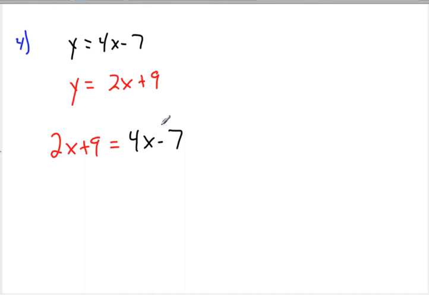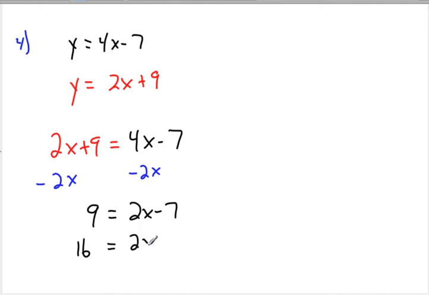And now I'm going to combine like terms, but they're on opposite sides, so I need to subtract or add those x's together. So I'm going to subtract 2x from both sides. That'll keep the x positive on the right side. So I'm going to end up with 9 on the left and 2x minus 7 on the right. Add 7 to both sides, and I'm going to end up with 16 is equal to 2x. Dividing both sides by 2 gives me x equal to 8.